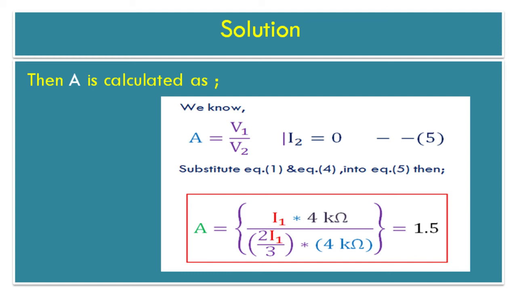Using equation 1 and equation 4, we get transmission parameter A as coefficient A is equal to current I1 into 4 kilo ohm divided by 2I1 upon 3 into 4 kilo ohm. After calculation, we get coefficient A is equal to 1.5, and which is a dimensionless quantity.